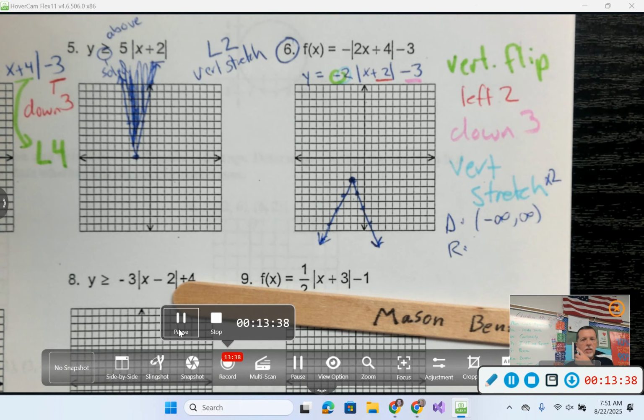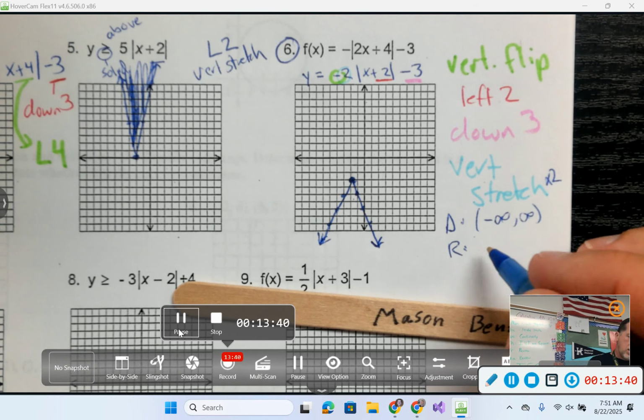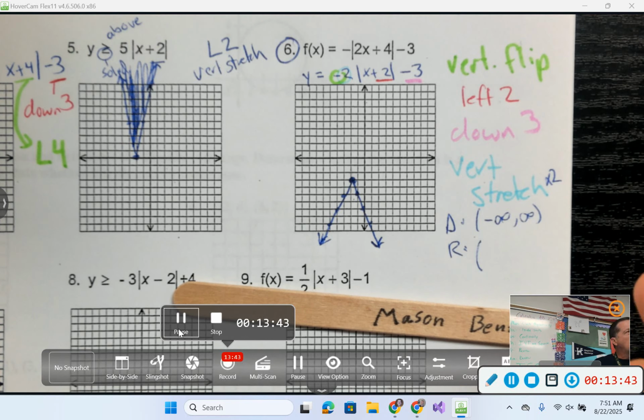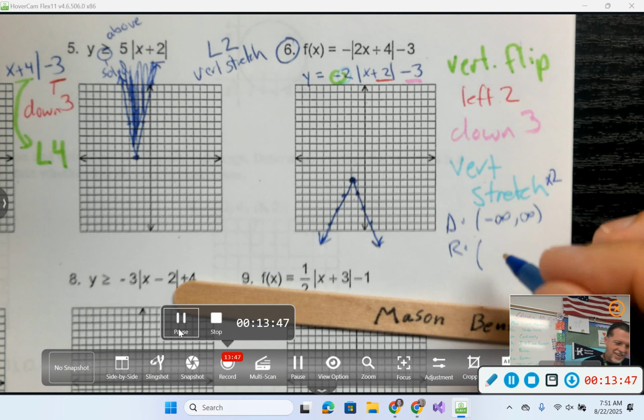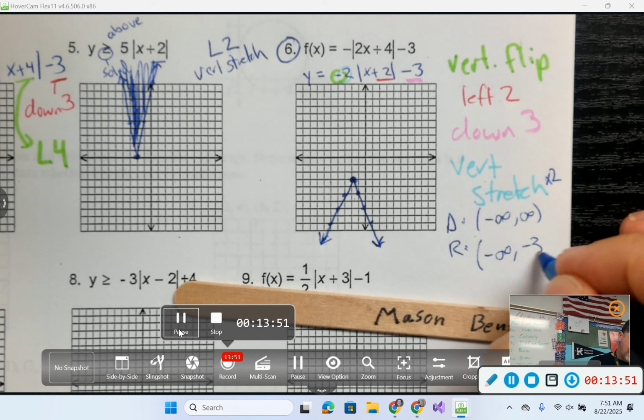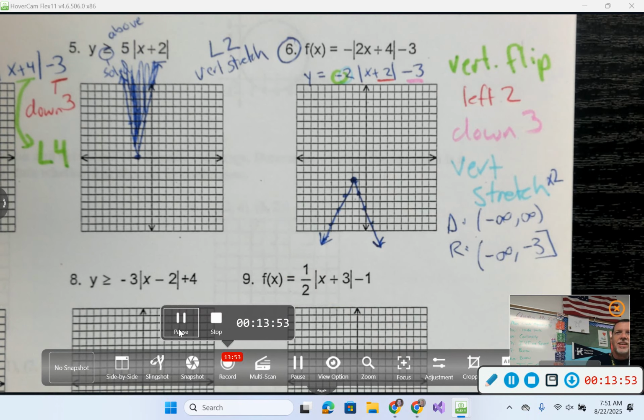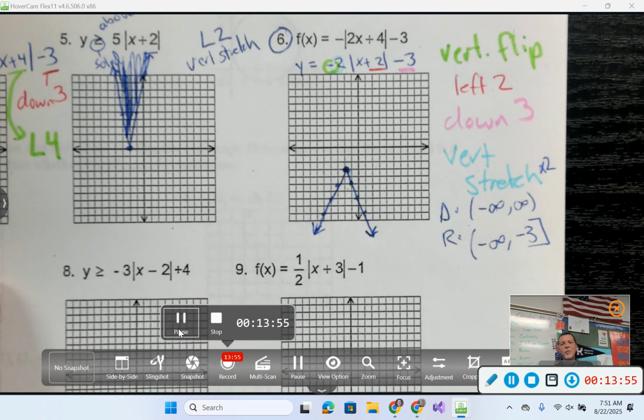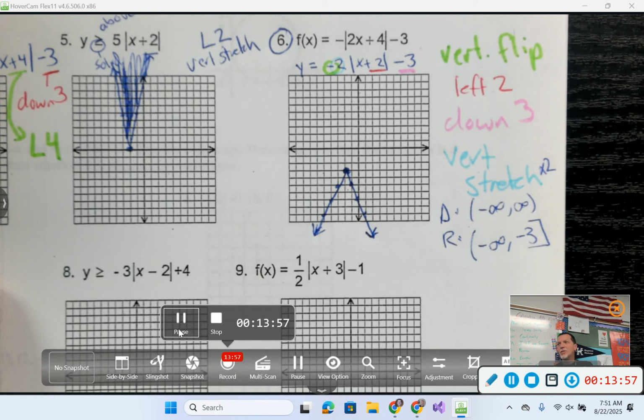Mason, how about the range? So bottom to top. Parentheses, negative infinity, -3, bracket. Perfect. Y'all probably didn't see Mason, but I caught his hand motion right before he answered. He did this, like his brain is thinking, read from the bottom to the top, starts at negative infinity, goes up to -3, and include -3.